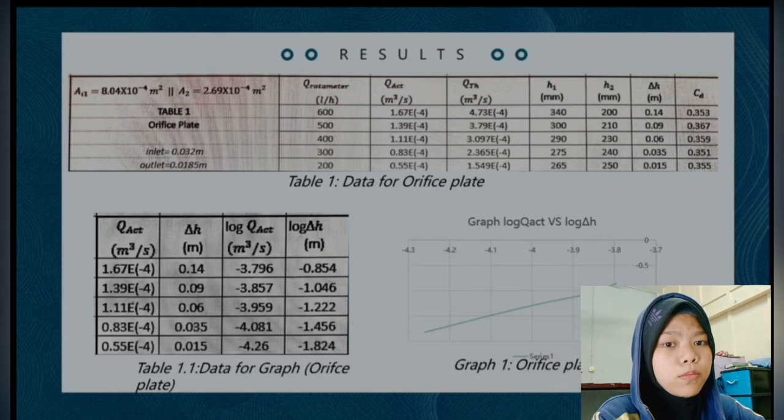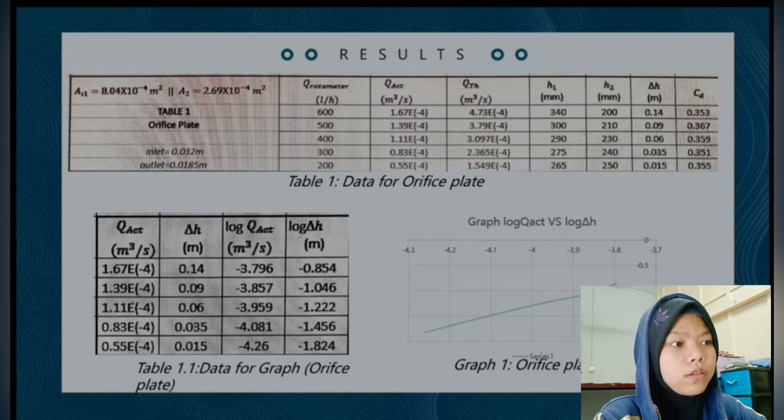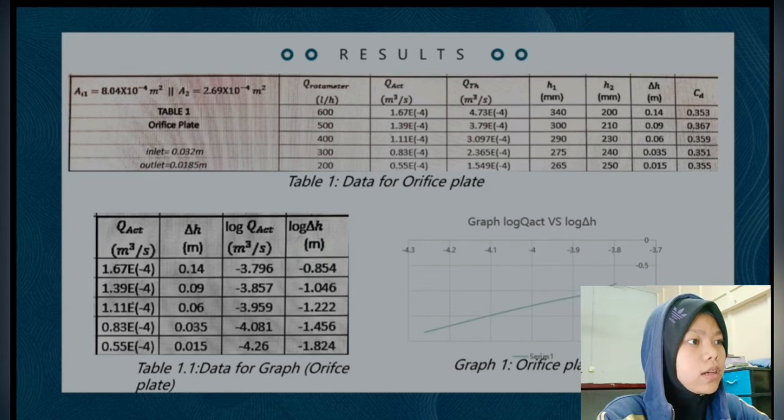Okay, so now we move on to results and discussion. As you can see in the slide, there is data for the orifice plate, where table 1 shows the data for the orifice plate where Q actual, Q theoretical, and delta H are calculated. Delta H is calculated from H1 minus H2. To plot the graph, we need Q actual, delta H, log Q actual, and log delta H.